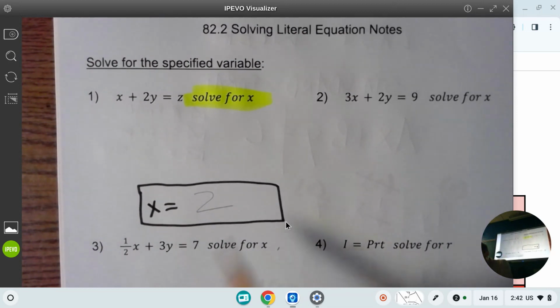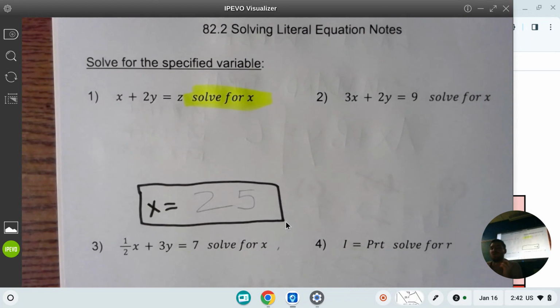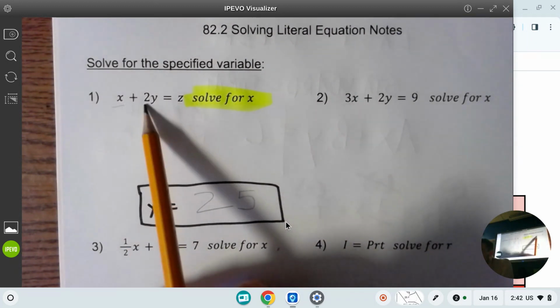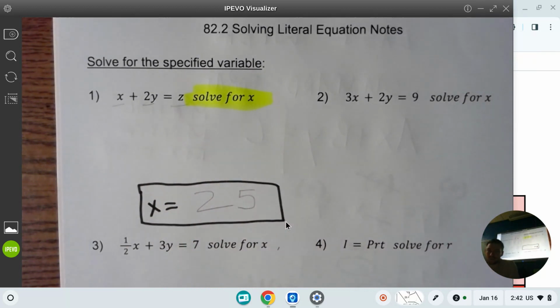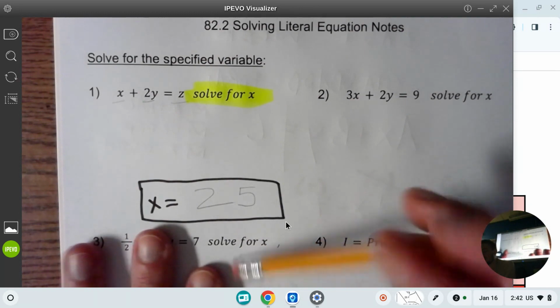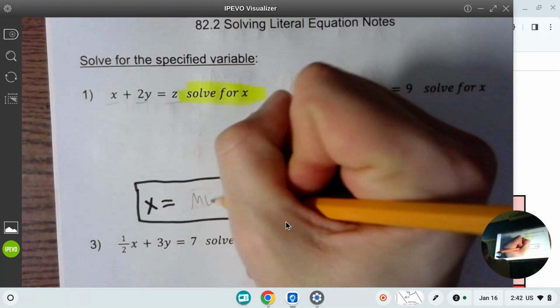It's not going to be x equals 25. It's going to be something really weird because if you look, we have 1, 2, 3 letters. And so your answer is going to be x equals, and this answer here is going to be really messy.